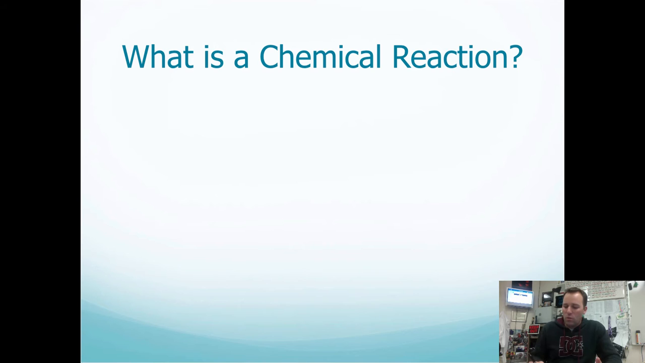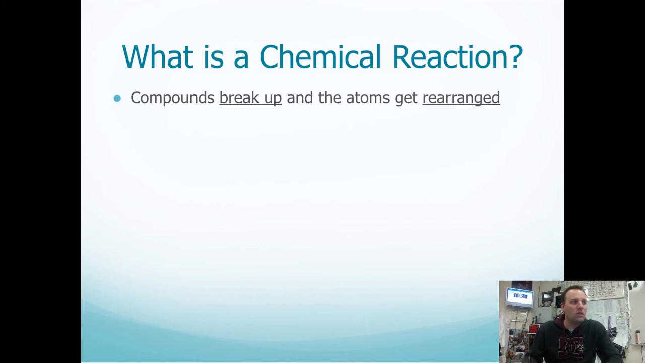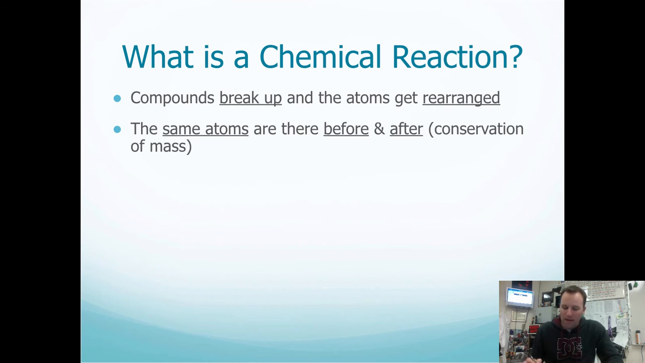So, first of all, what is a chemical reaction or a chemical change? Remember, new substances are made. So old compounds are broken up, the reactants are broken up, and the atoms get rearranged to form new substances. Whatever was there in the beginning has to be there in the end. The same atoms are there before and after, because remember, conservation of mass says that matter cannot be created or destroyed. So if you have 5 hydrogen atoms and 10 oxygen atoms, you're going to have the same thing after the reaction. It's just that they may be bonded differently. Okay, so bonding is what's changing between the elements.